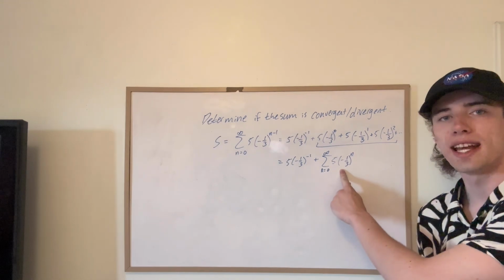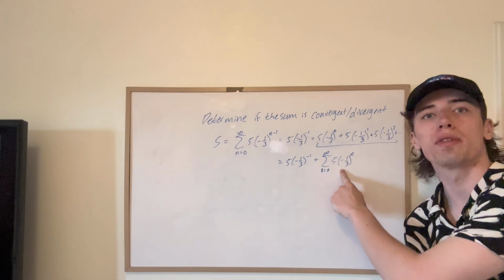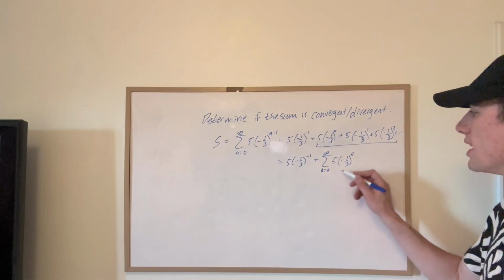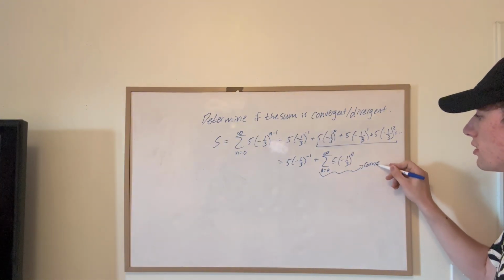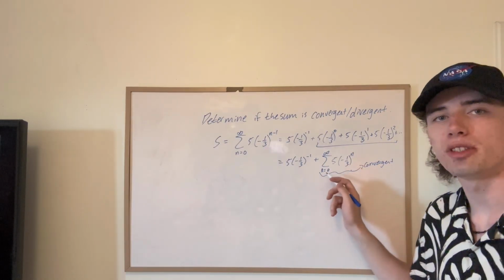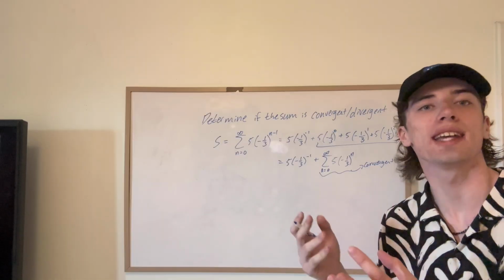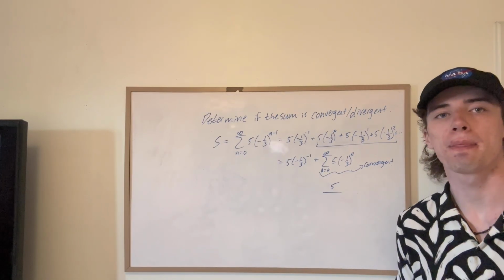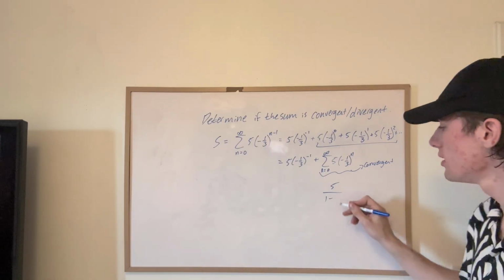We know inside here the negative 1 over 3 is our r value. So the absolute value of r is 1 over 3, and 1 over 3 is less than 1. So this part right here must be convergent. So let's find out what this sums up to. It's just going to be the formula a over 1 minus r once again. So the a value is 5, which goes on top. And then we have 1 minus r. r is negative 1 over 3.